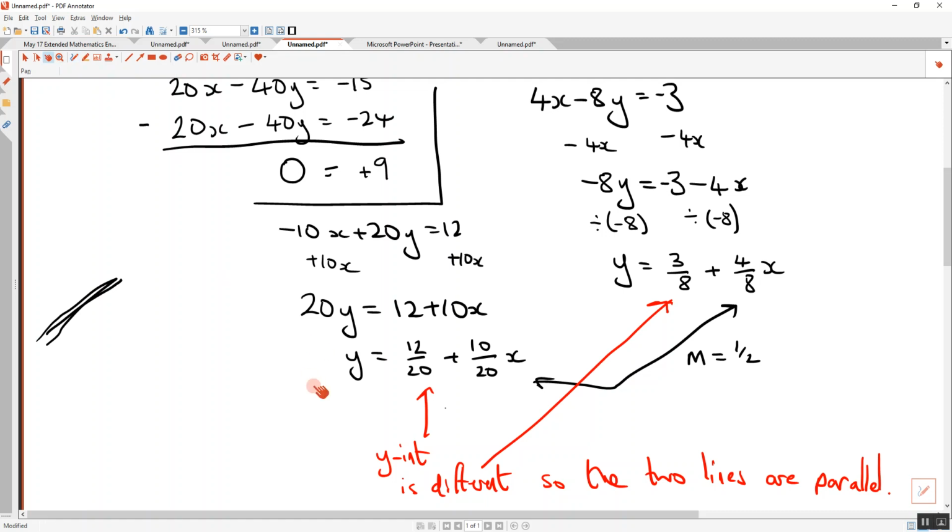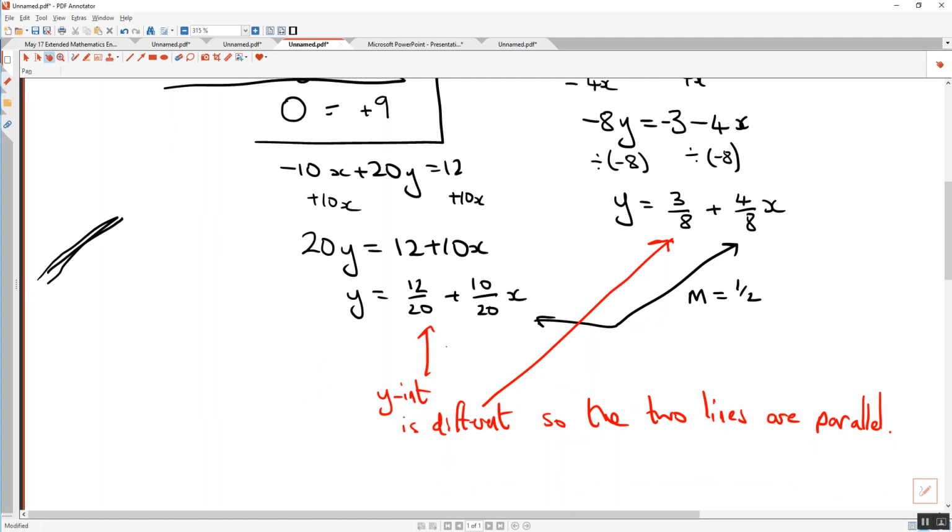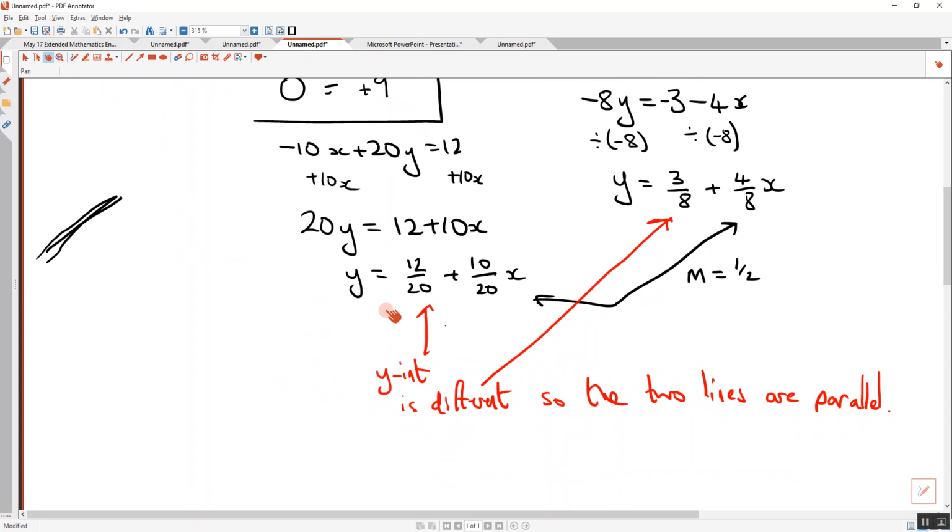Would this be like a 5 and 6? This is not a 3, 4. Yeah, it would probably be about a 5, 6, I would say.